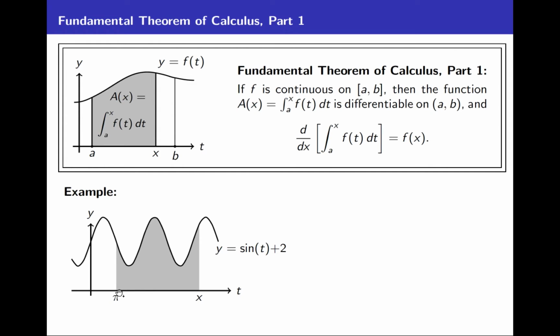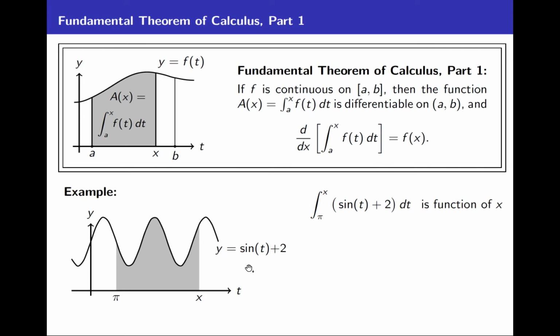And imagine you have an x value of pi here, or t value of pi, and then x is some later, subsequent value of t further down the line from pi. Think about this shaded area. That area is the integral from pi to x of sine of t plus 2 dt.